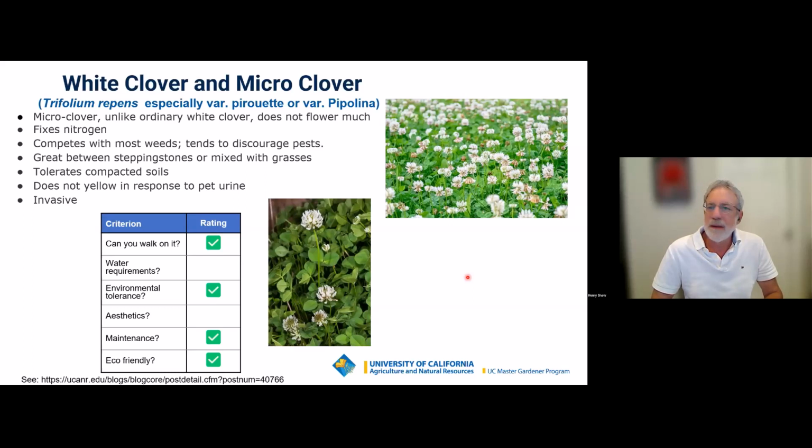It's good between stepping stones or as a fill-in, or you can use it in a mixed crop, mix it with your grasses. This is something my father tried to eradicate from his lawn when I was a kid. He would pull his hair out when he saw clover, but in fact, clover is a good alternative to the grasses that he was growing back east. It tolerates compacted soils. It tolerates pet urine. It doesn't yellow in response to pet urine, but it can be somewhat invasive.